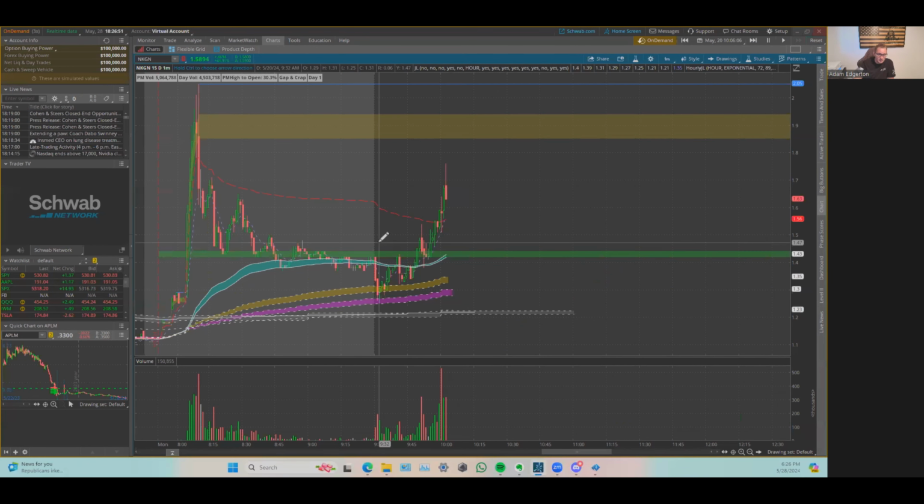So for me, first off, if you're an absolute beginner, this is a dead trade to you because it already basically hit the final target. The final target's literally like 5 cents away. So you should know to not be trading this.